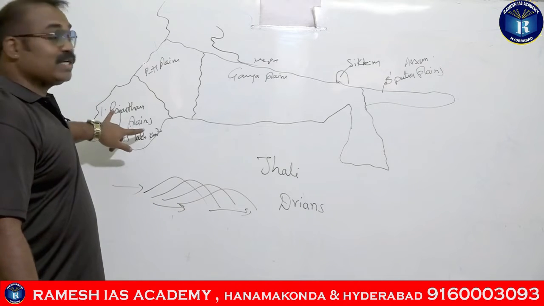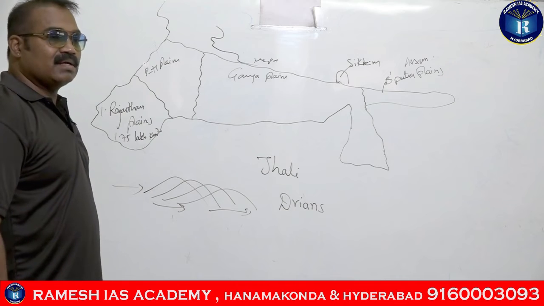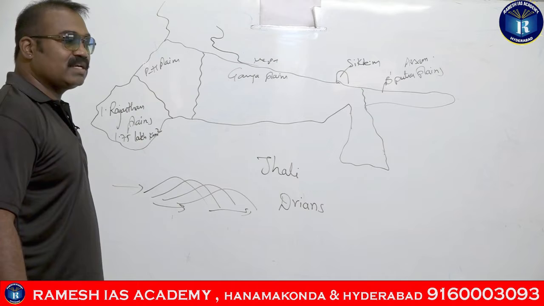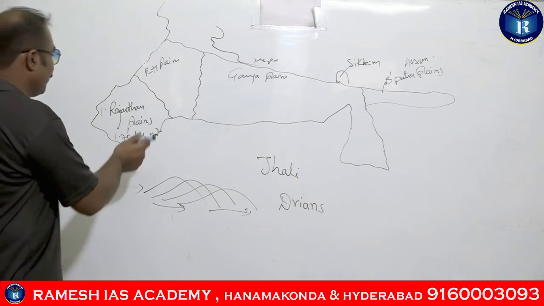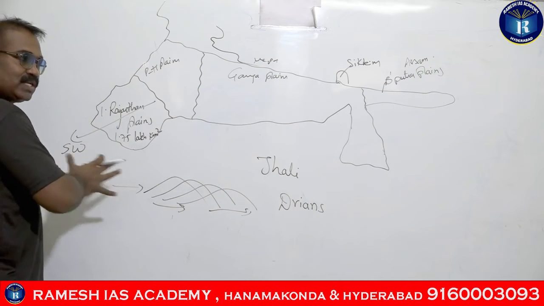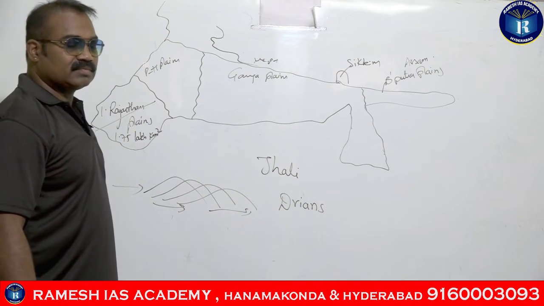Towards which side are the Rajasthan plains sloped, guys? To which side will they be sloping? They will be sloping towards the southwest. So the Rajasthan plains are sloping towards the southwest.